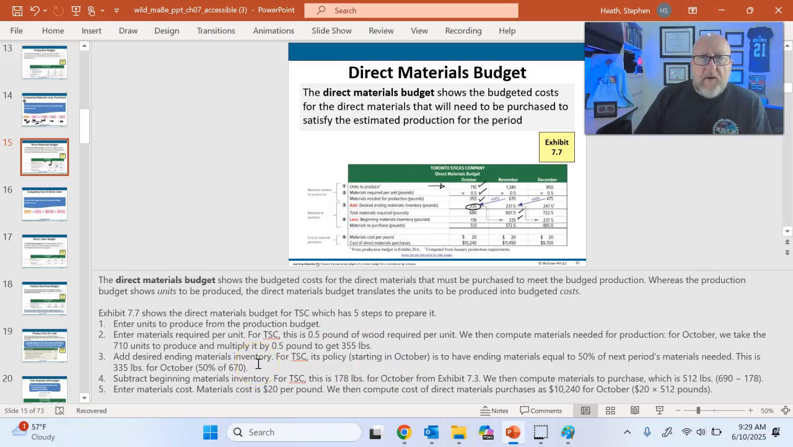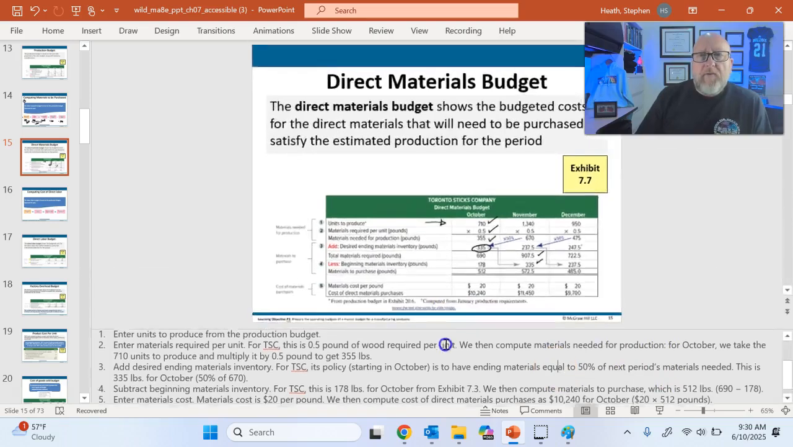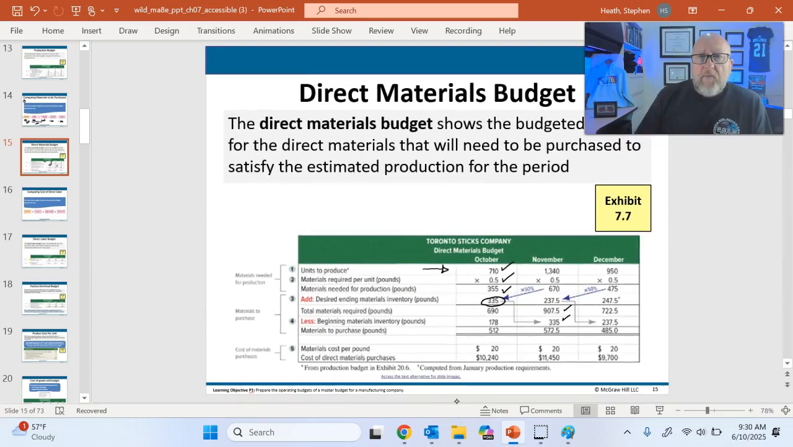So they are saying, okay, desired ending inventory for TSE: its policy starting in October is to have ending materials equal 50% of next period's materials needed. This is 335,000. So I think we're getting it a little wrong. So let's go back. Materials needed for next period is 670.